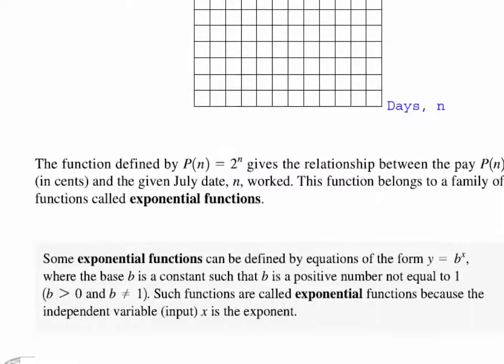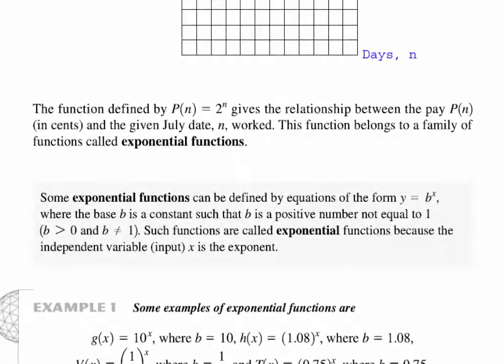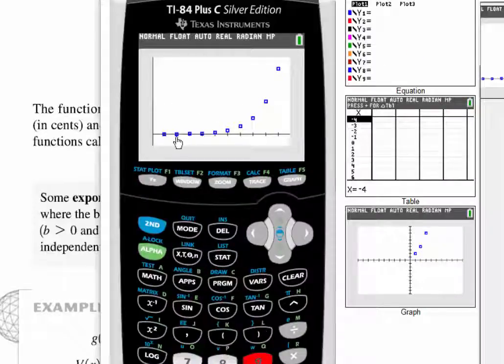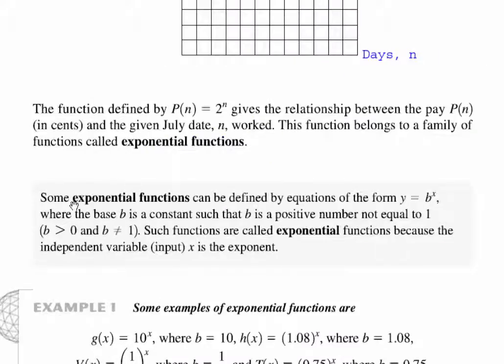So now I scroll down, they give us a little explanation here. They say that graph looks like an exponential function. And we know it's not linear, right? A linear function would be a straight line, and the exponential function has a curve to it. And then they give us a little definition. They say some exponential functions could be of the form y equals b raised to the x, where b is the base, and it's a positive number not equal to 1. So b can be greater than 0, b cannot be equal to 1.